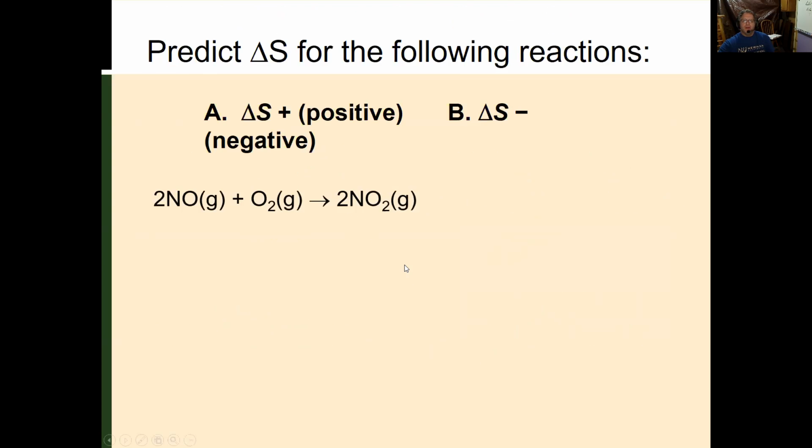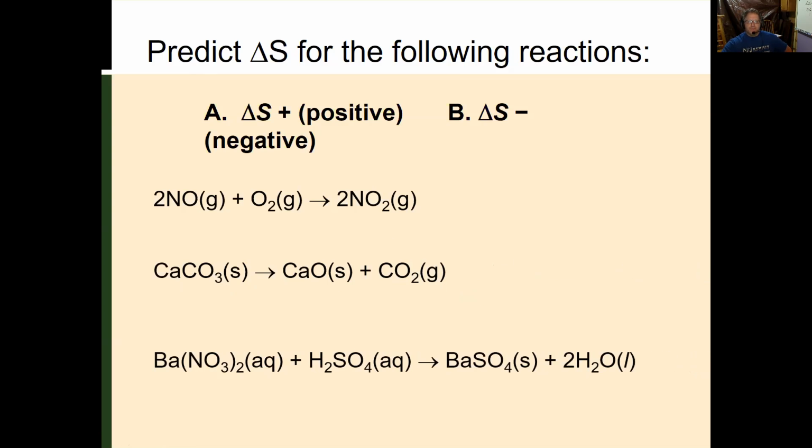And we could predict a reaction, 2NO plus O2 yields 2NO2. Notice I go from 3 molecules of gas to 2 molecules of gas, so we would expect to see a decrease in entropy for this particular one. On this one, we have no molecules of gas here, and we have molecules of gas here. That's going to be a great increase in entropy. And in this one, we go from 2 solutions to a precipitate. We would expect to see a decrease in entropy for that one.